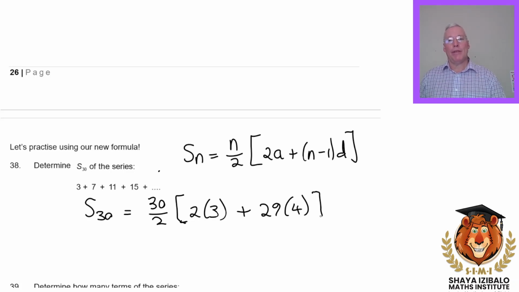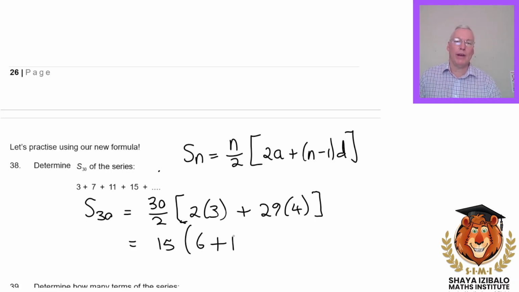Okay, we'll try and see how much of this we can do in our heads. That's just 15. This is 6. And 29 times 4, I think, is 116. I hope I'm right about that, but I think I am.